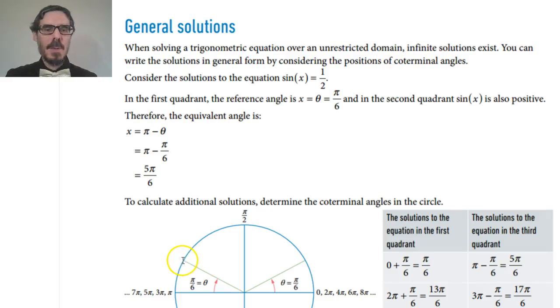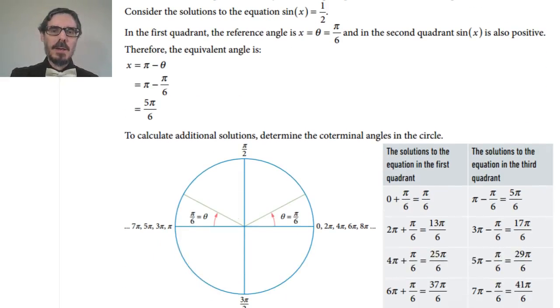However, there's actually many more, because what I can do is go around and around this circle again and again and again. Over here I'll be going 0 plus pi on 6, 2 pi plus pi on 6, 4 pi plus pi on 6, 6 pi, and so on and so forth. Now here's a few of them here. Over here I'm going to be going pi minus pi on 6, 3 pi, because that's pi plus 2 pi, 3 pi minus pi on 6, 5 pi minus pi on 6, and so on.